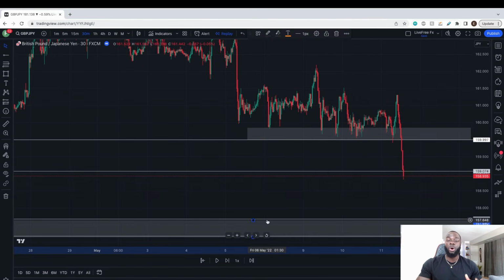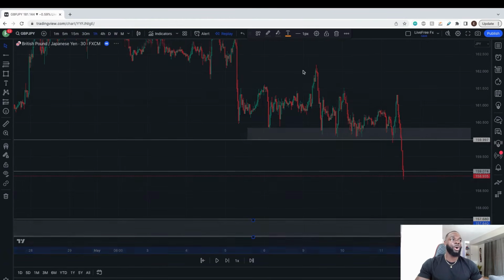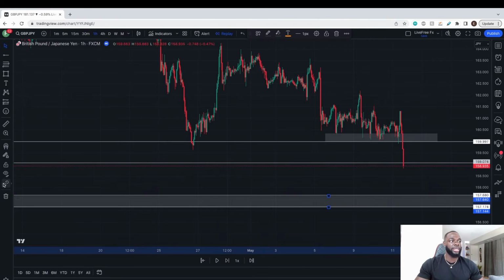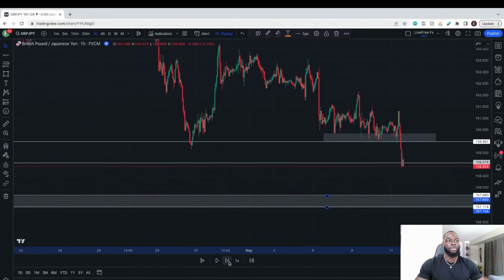So we can also call it a zone, because it is no longer a particular level. It is now a combination or a range. So we know that between here and here, this is where we're going to be watching for price to reject. So let's go back over to the 1-hour time frame just so we can gain a better perspective of how price is moving.